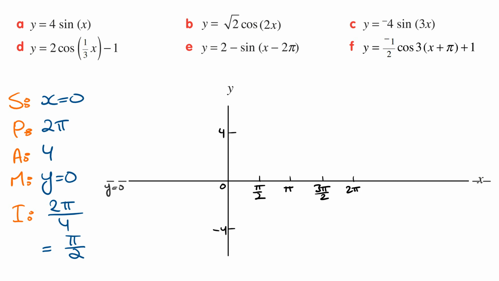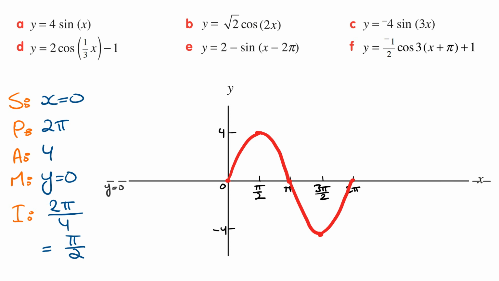For a sine function that's positive, we start at the midline, we go up to the maximum value, come back to the midline, go down to the minimum value, and then come back to the midline. And now that we have these points, we connect the dots and sketch the graph. Giving us the graph of y equals 4 sine x.